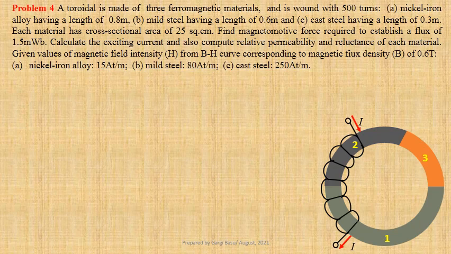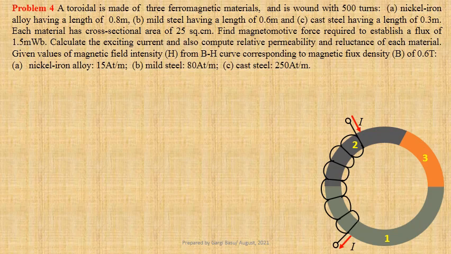Given values of magnetic field intensity from BH curve corresponding to magnetic flux density of 0.6 Tesla. For nickel iron alloy, 15 ampere turns per meter, for mild steel 80 ampere turns per meter, and for cast steel 250 ampere turns per meter.